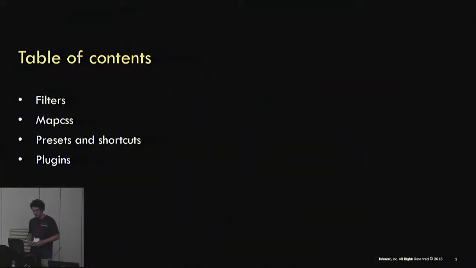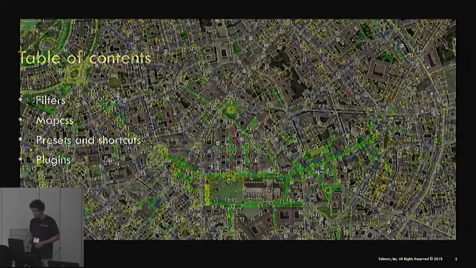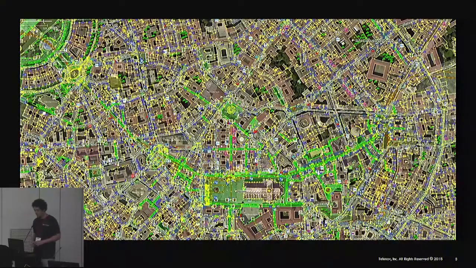At first glance, JOSM might seem a little complicated, but there are certain things we can modify in order to make things easier. We are going to take a look at filters, MapCSS, presets and shortcuts, and plugins. So this is the center of Milan, right?